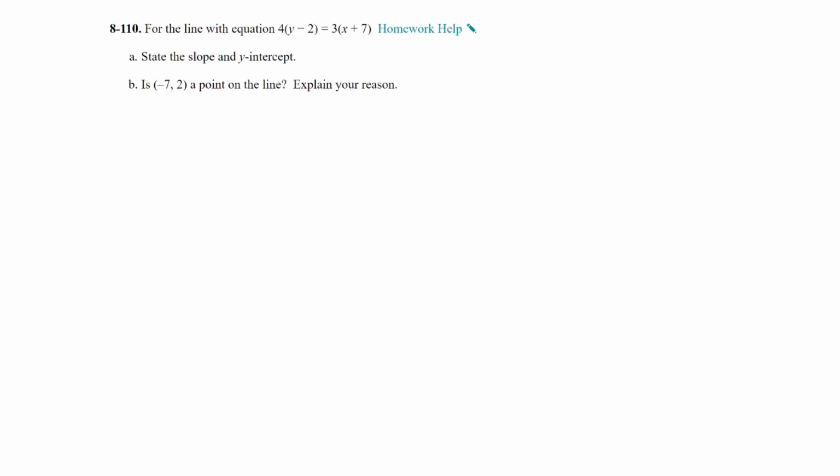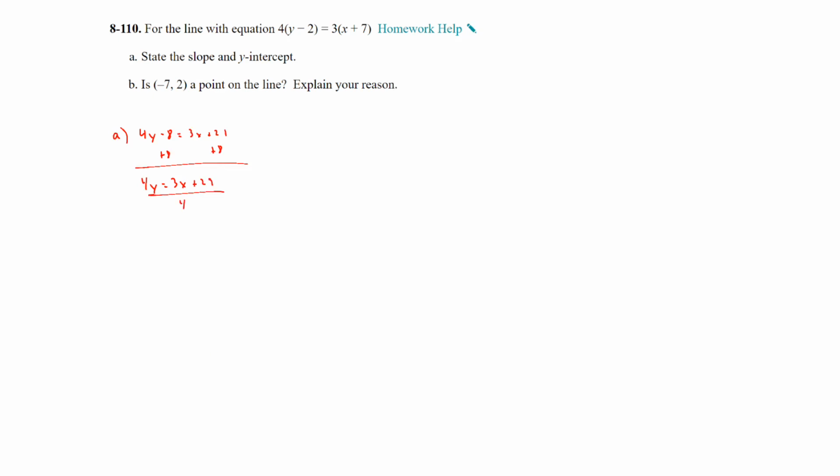Question 110. For the line with equation 4 times y minus 2 equals 3 times x plus 7, state the slope and the y-intercept. So we probably want to write this in y equals mx plus b form, or slope-intercept form. So I'm going to go ahead and distribute the 4 and the 3. And then I want to add the 8 because I want to isolate the y. So we have 4y is equal to 3x plus 29.